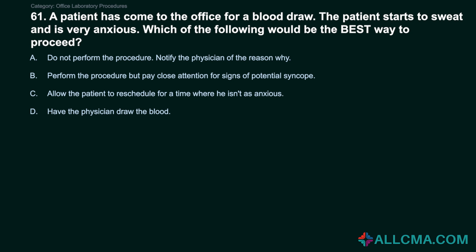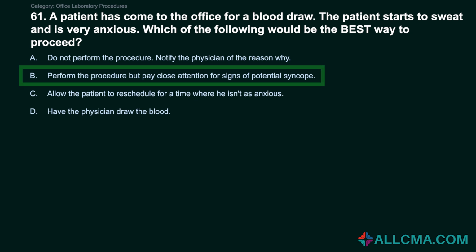61. A patient has come to the office for a blood draw. The patient starts to sweat and is very anxious. Which of the following would be the best way to proceed? A. Do not perform the procedure. Notify the physician of the reason why. B. Perform the procedure but pay close attention for signs of potential syncope. C. Allow the patient to reschedule for a time where he isn't as anxious. D. Have the physician draw the blood. Correct answer, B. Perform the procedure but pay close attention for signs of potential syncope.